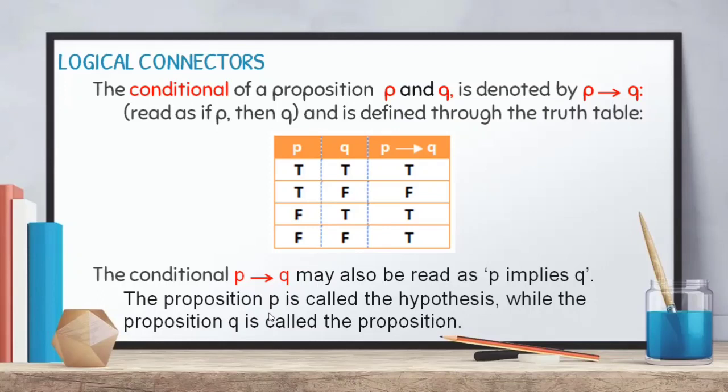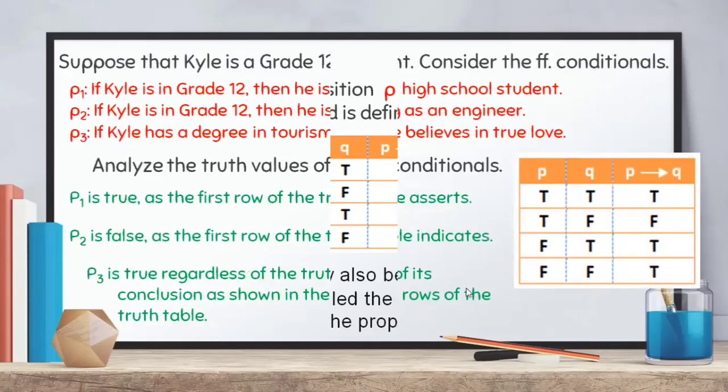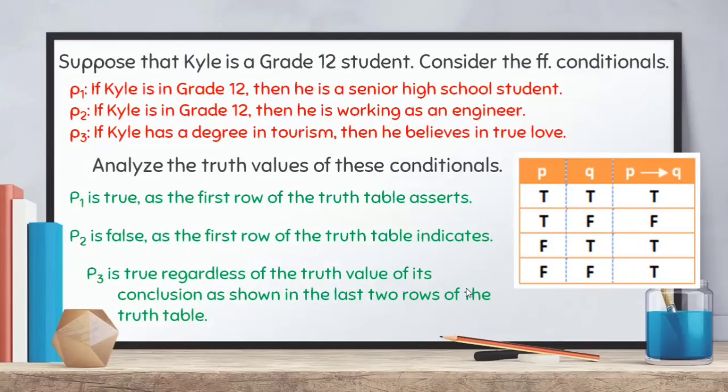So the proposition P is called the hypothesis, while the proposition Q is called the conclusion. Okay. So as I said, our proposition Q, right, is called the conclusion. So whatever is the truth value of our Q here in the middle, that would be the truth value that you're going to use in your if P then Q, right? So let's have an example for this.